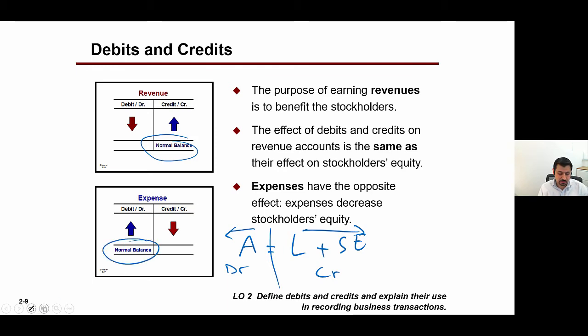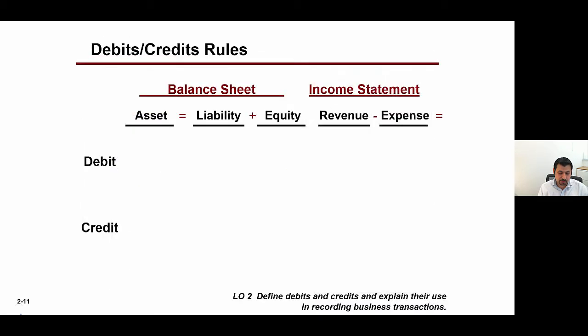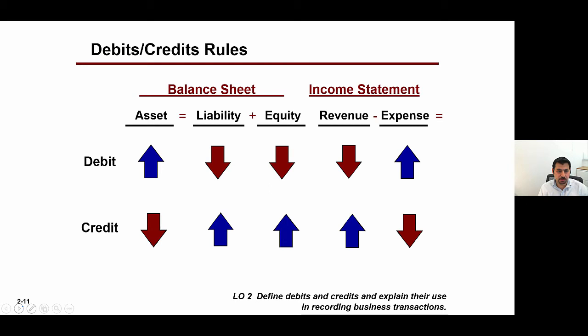On the other hand, when expenses increase, stockholders' equity decreases, and this is why they are on the debit side. This is here just a summary of all these accounts that we have been talking about. It also shows the accounts of the balance sheet and the income statement. When we debit an asset, it increases. When we debit liabilities or equity, they decrease. When we debit an expense, it will increase. Dividends also would increase. Credits are the opposite.